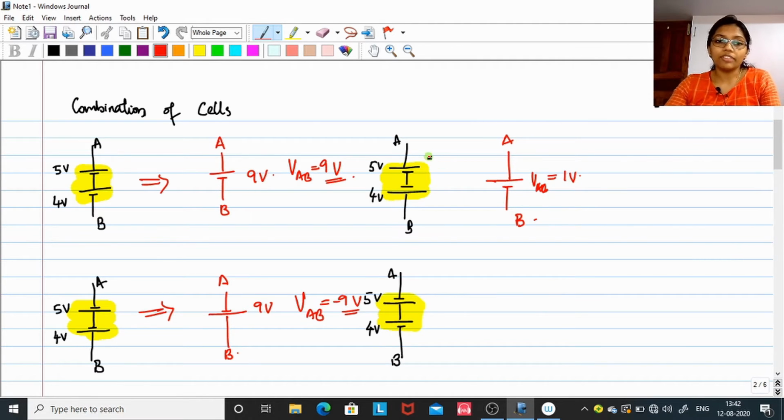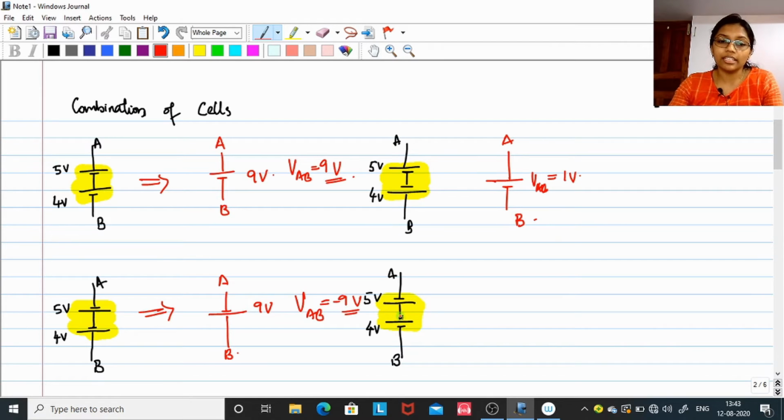So after having its subtracted value, that is 5 volt minus 4 volt is 1 volt, you have to next choose the biggest EMF source. Here it is 5 volt, and follow its polarity to be connected in between A and B. Fourth section, it is 5 volt and 4 volt.